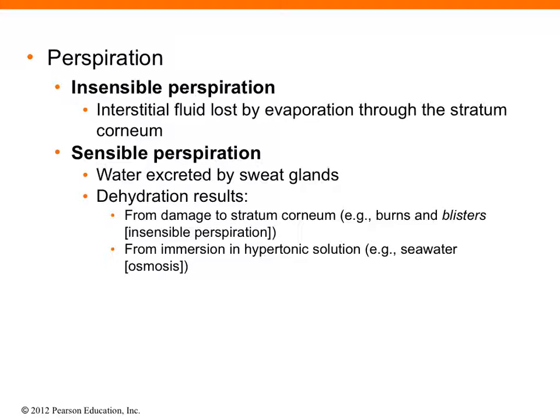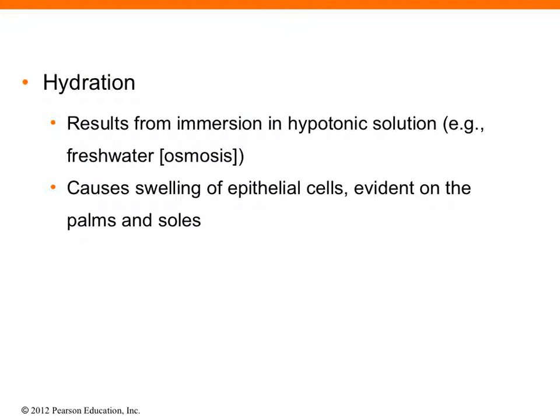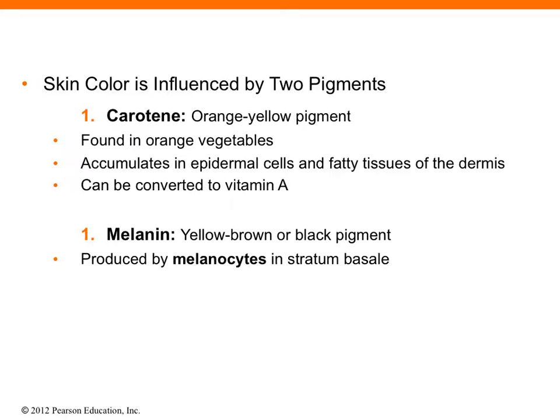There are 2 types of perspiration: insensible perspiration, and that's the interstitial fluid lost by evaporation through the stratum corneum, and then sensible perspiration. That's the water excreted by the sweat glands. Dehydration can result from damage to the stratum corneum, for example, burns or blisters, insensible perspiration, or from immersion in hypertonic solution. So an example would be seawater, and it would be osmosis. Hydration can result from the immersion in a hypotonic solution. It causes swelling of the epithelial cells, and it's evident usually in the palms and the soles.